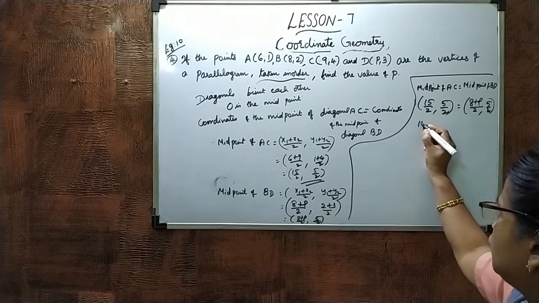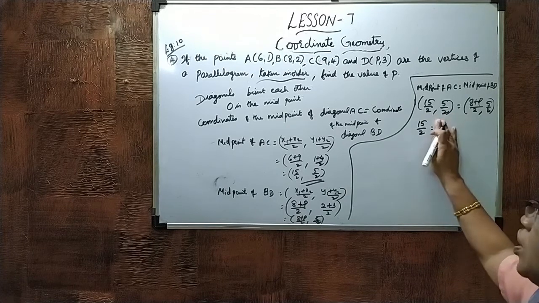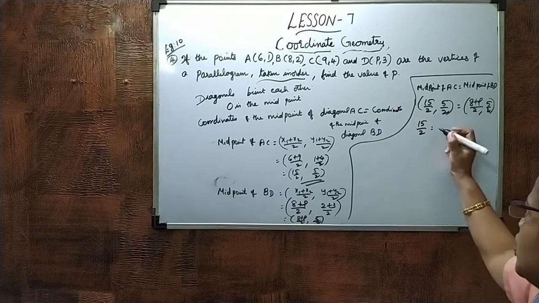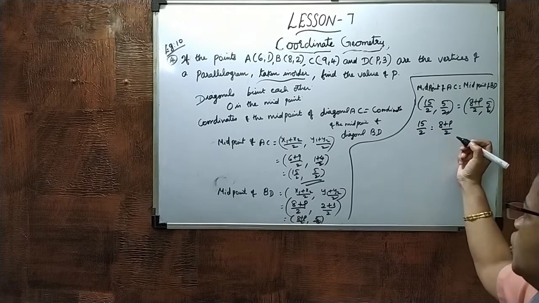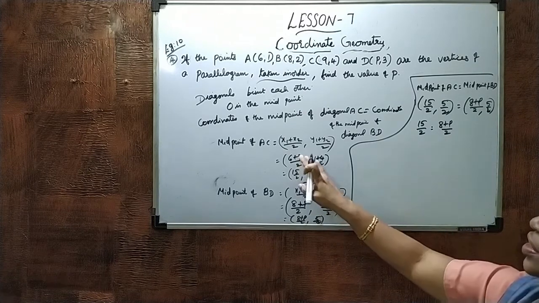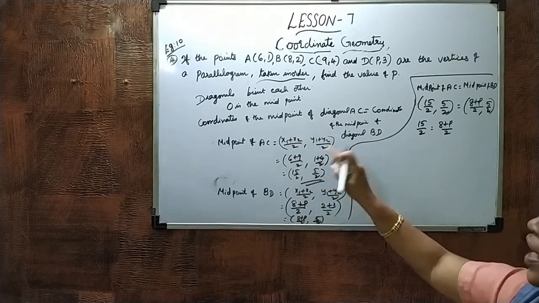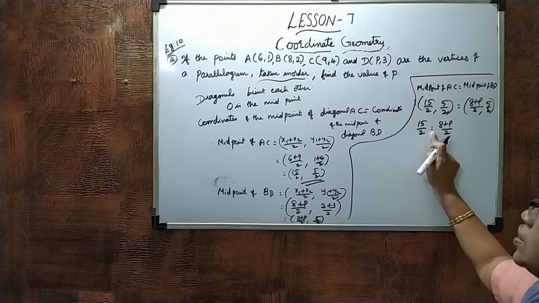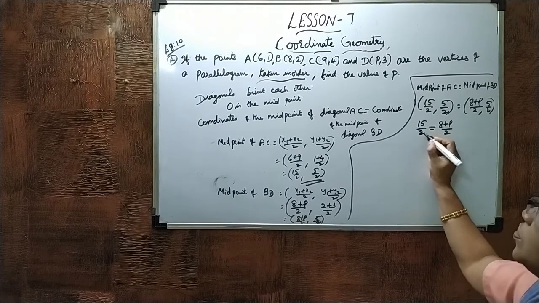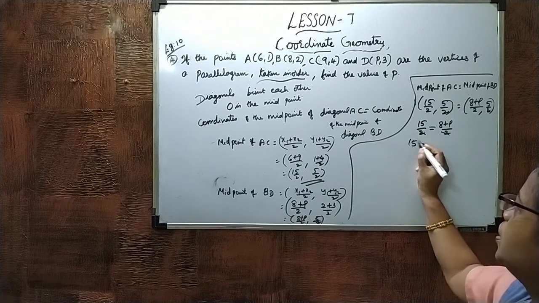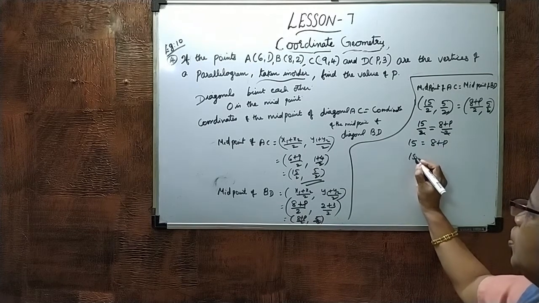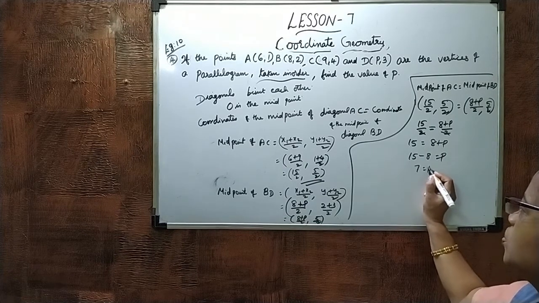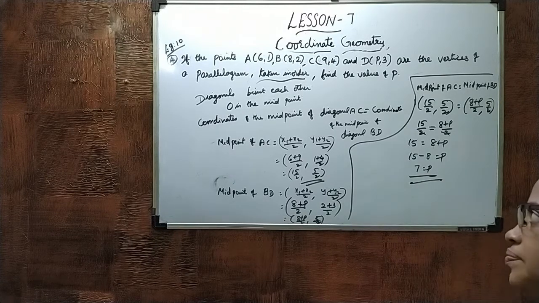So here it will be 15 by 2. X coordinates should be equal, y coordinates should be equal. That is the meaning of equate. Okay, equal sign. So 15 by 2 equals 8 plus P divided by 2. Now look, denominator is there and then equal sign is there. So what we can do? We can cancel this one, right? So it will be 15 equals 8 plus P. 15 minus 8 equals P. What is 15 minus 8? It is 7 equals P. So the value of P is 7.